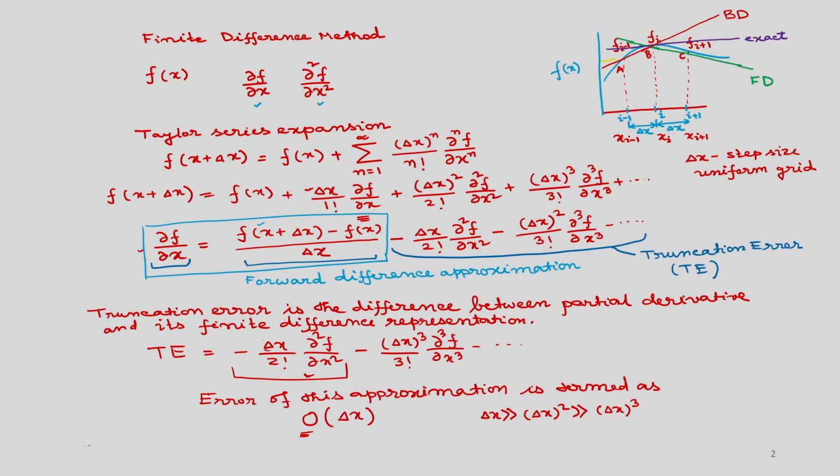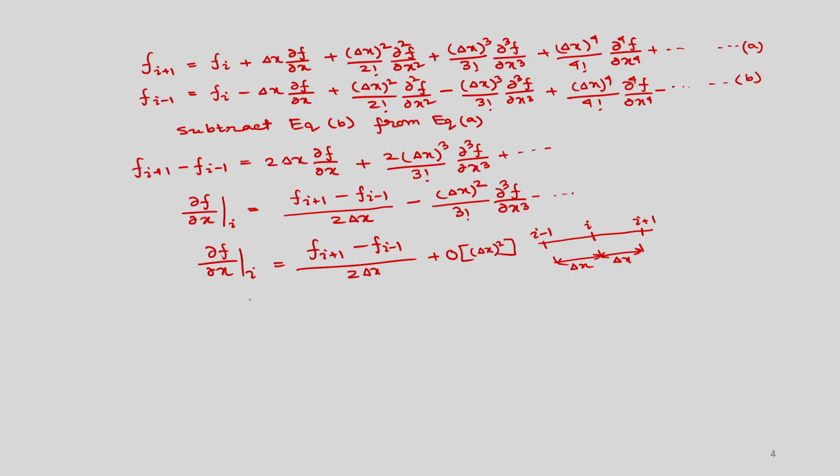So, if you join these 2 points A and C, it will give a slope using central difference, okay, because that approximation is known as central difference. So, you can see that central difference approximation is close to the exact solution of this delta f by delta x. So, this approximation is known as central difference approximation.